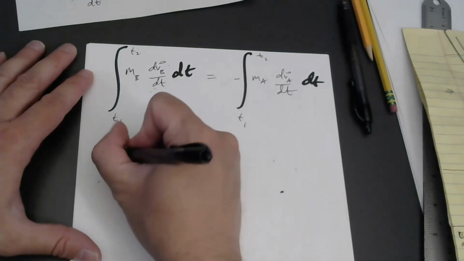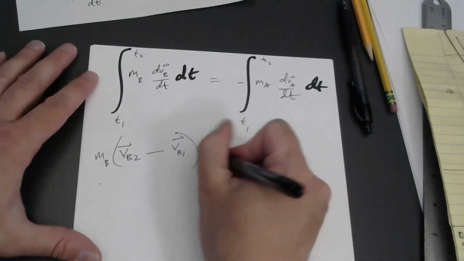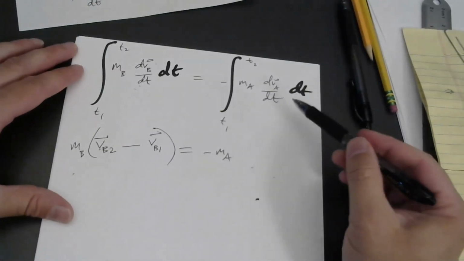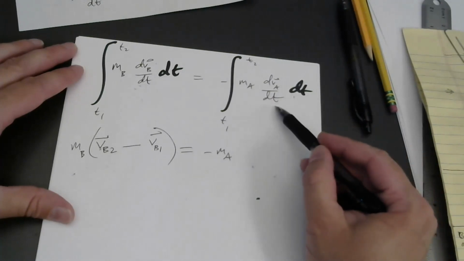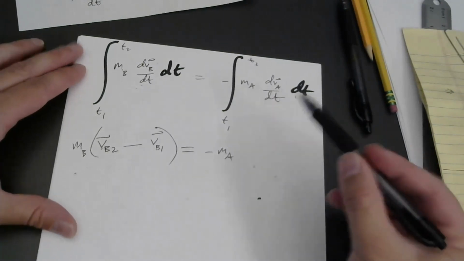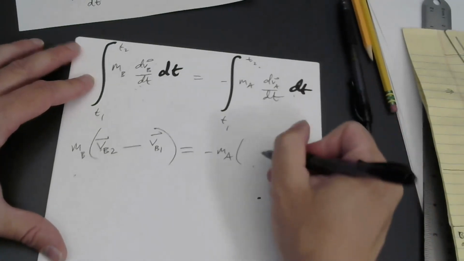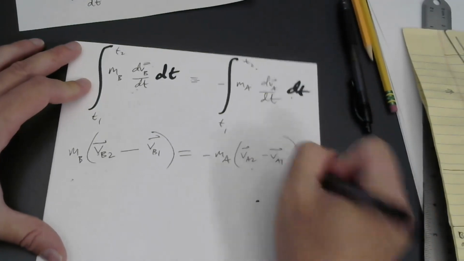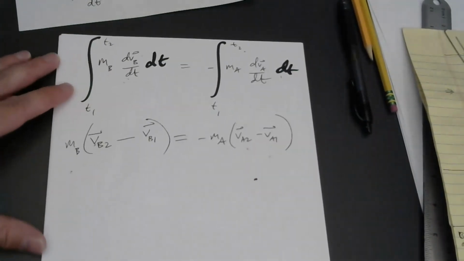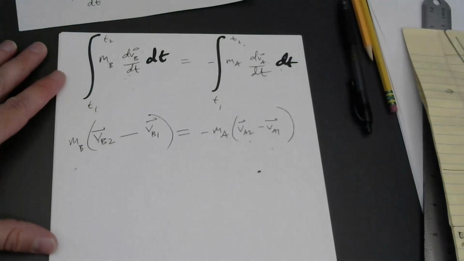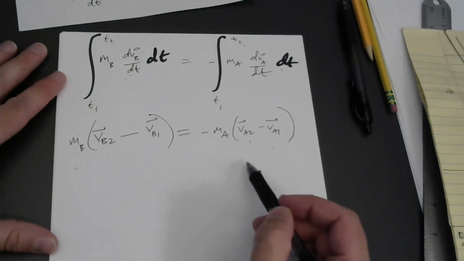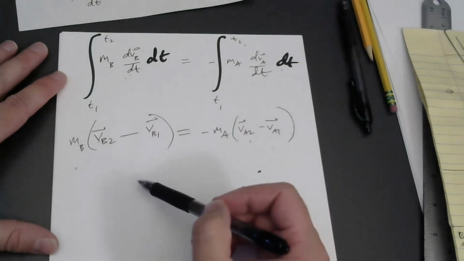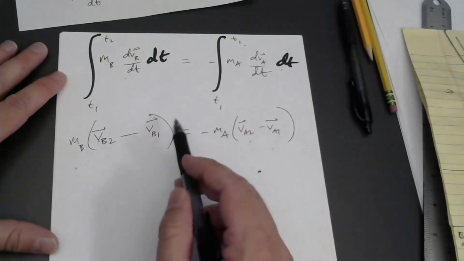And I still need that mass out front, right? Over here, by the same logic, the integral of the derivative of velocity is velocity. Evaluate at your upper and lower limits, and that would be VA2 minus VA1. And now let's move things around. Everything with the subscript 2, I will place on one side of the equation, and everything with the subscript 1, I will place on the other side.